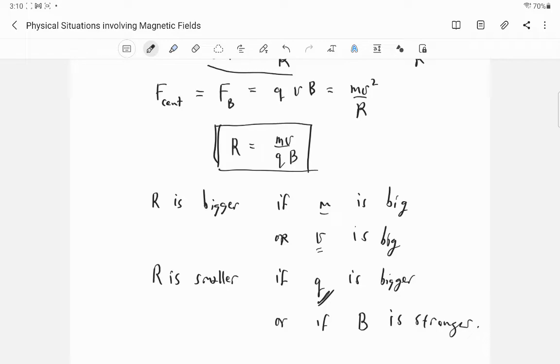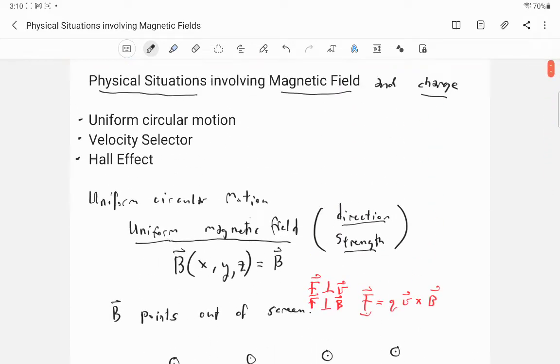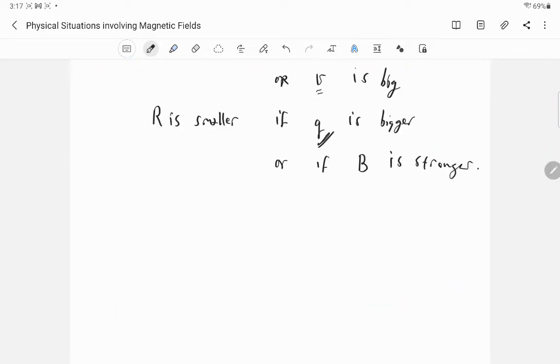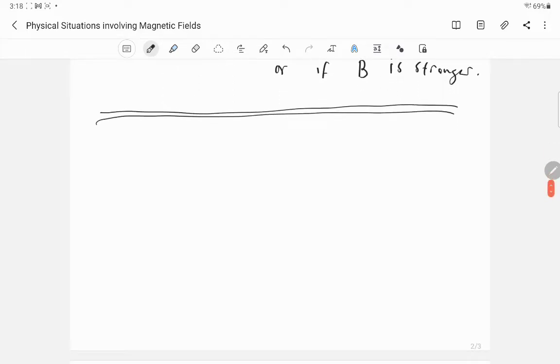Okay, so let's move on and talk about the next topic, which is the velocity selector. The next physical situation I want to describe to you is referred to as a velocity selector.